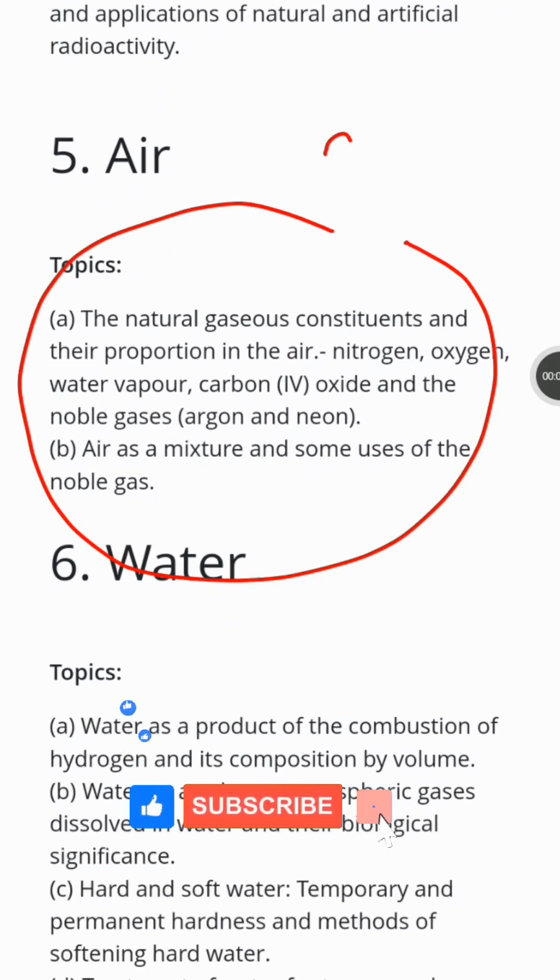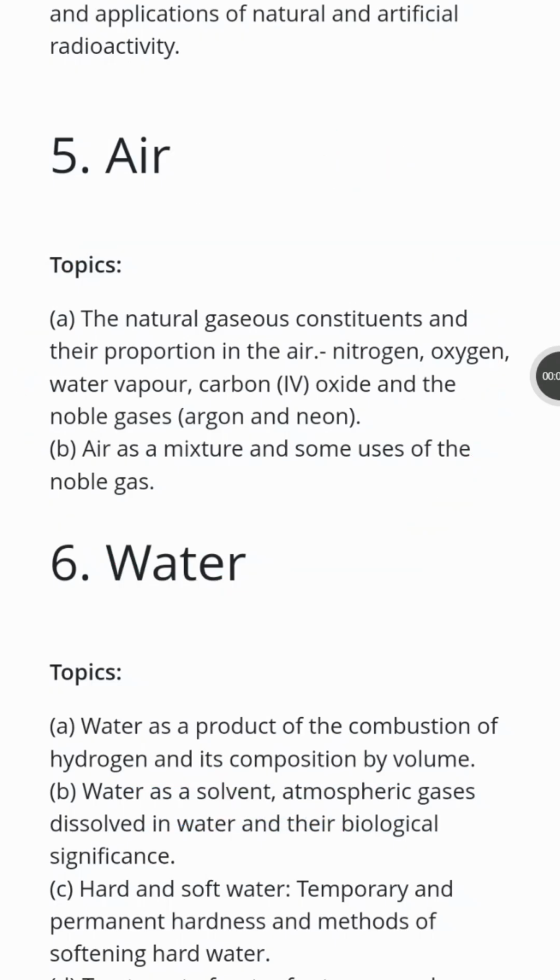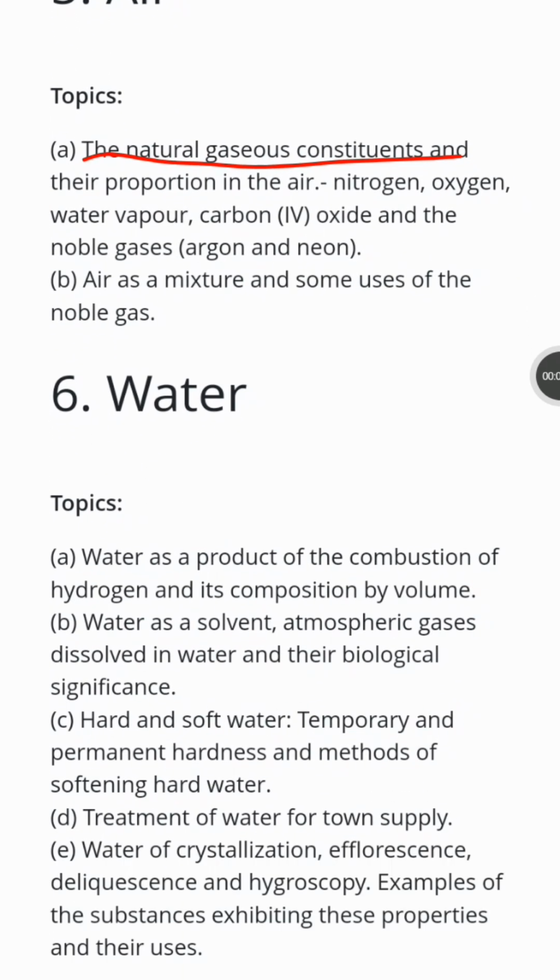In short, last year they asked 2 questions on air in the JAMB mock, but they asked about 3 in the real exam, the real JAMB exam. So you need to know about air, talking about gaseous exchange, constituents and properties of air, like nitrogen, oxygen, water vapor, noble gases, and so on. Air as a mixture and the reaction of air. You need to know about that.